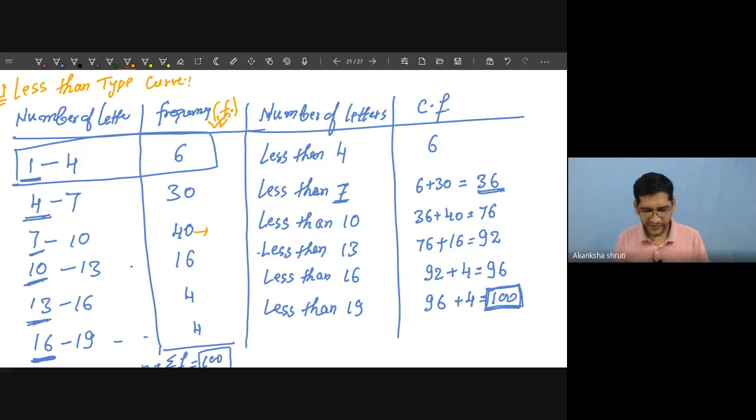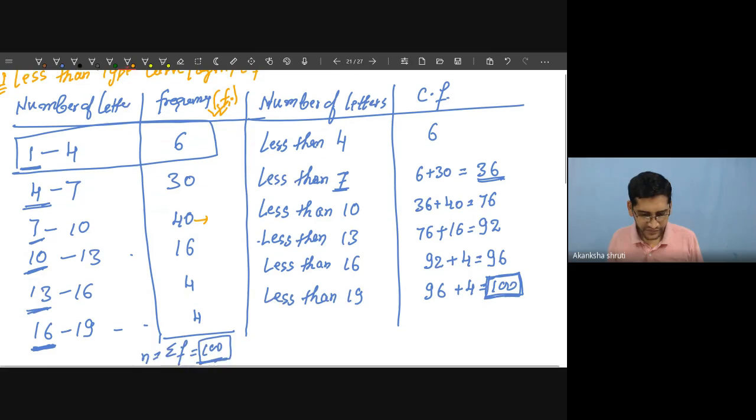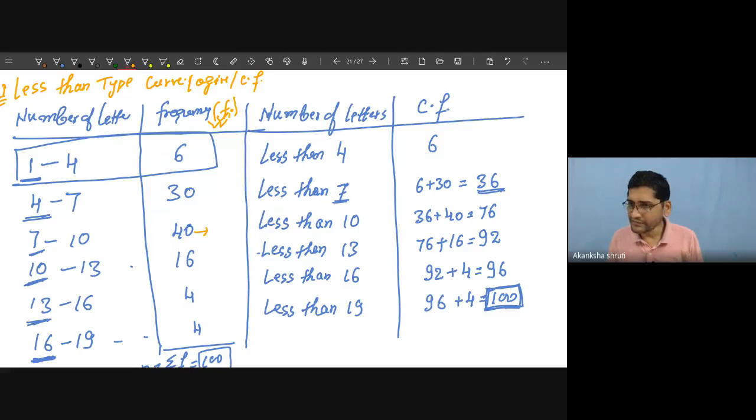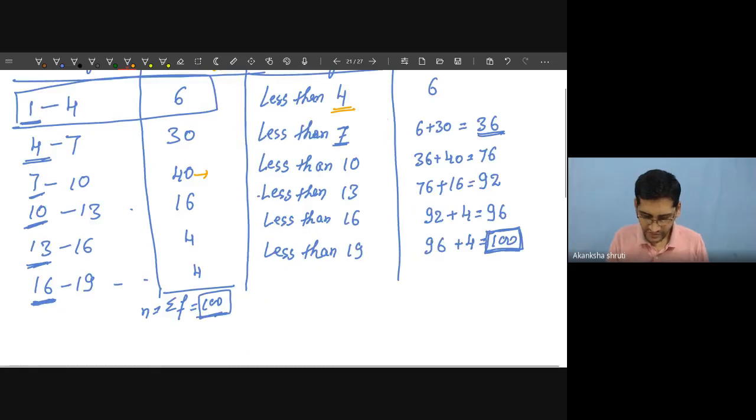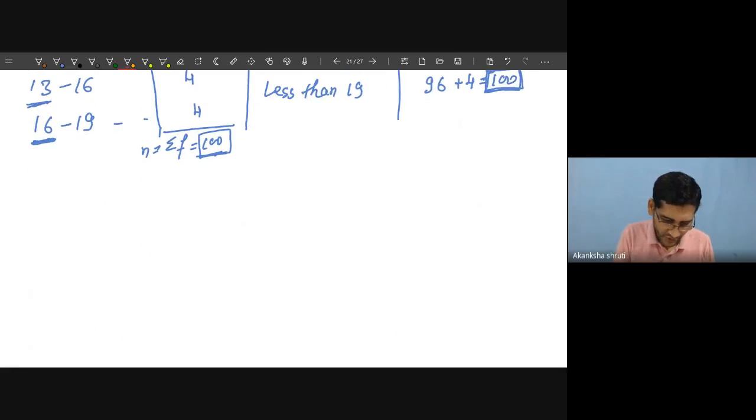So for that, less than type Ogive or less than type cumulative frequency mean the same thing. For drawing the Ogive, we are plotting this cumulative frequency, and whatever the less than means, this is the limit. This limit is the upper limit that we need to put. So how is the plot? The plot is like this.